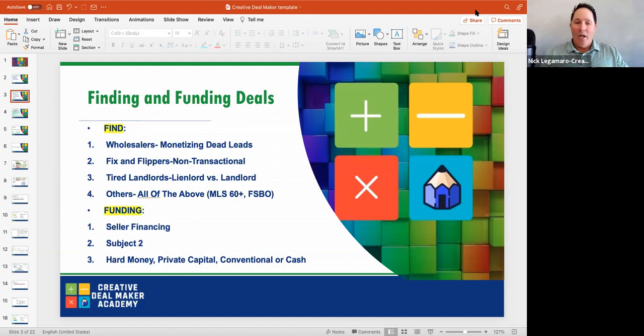And then how do you fund them, right? When you fund them, you can fund them in different ways. The 3 or 4 most popular ways are here. There's the seller financing option where we buy it from a seller and they give us terms. We can buy it subject to the existing bank debt, which is a great model as well. Or you can take it down with hard money, private capital, cash, or through a conventional loan. So we're going to go into the next slide here, and we're going to talk about what these 10 steps are.